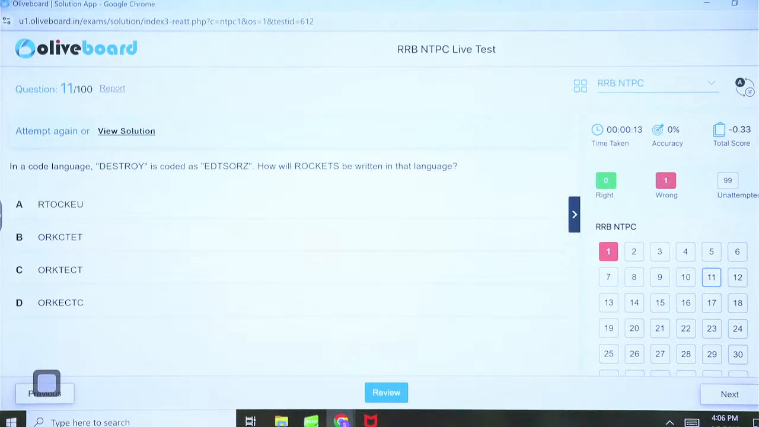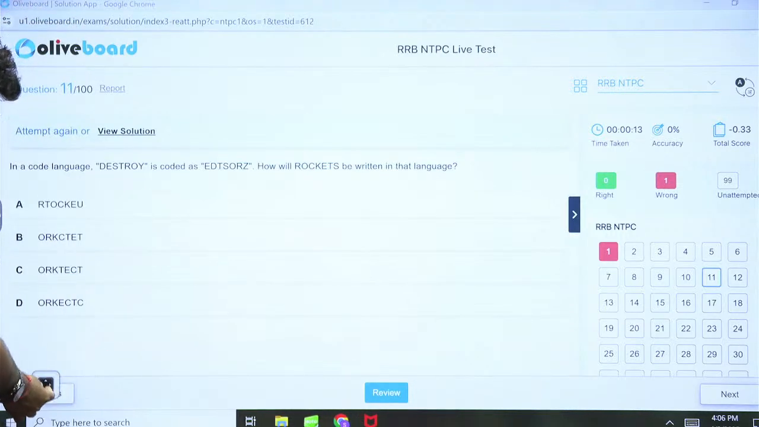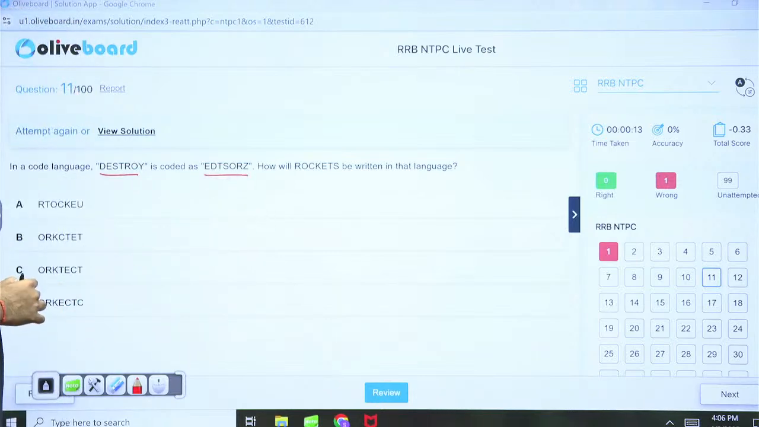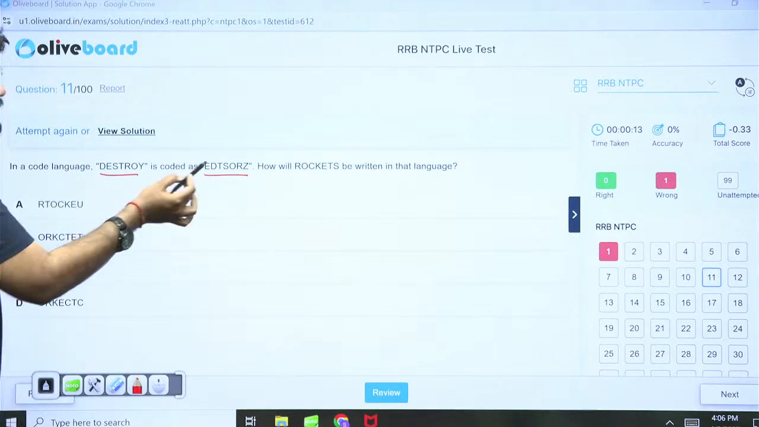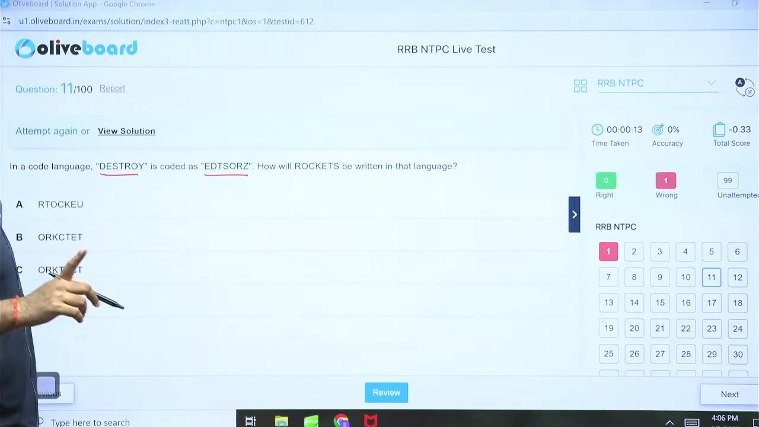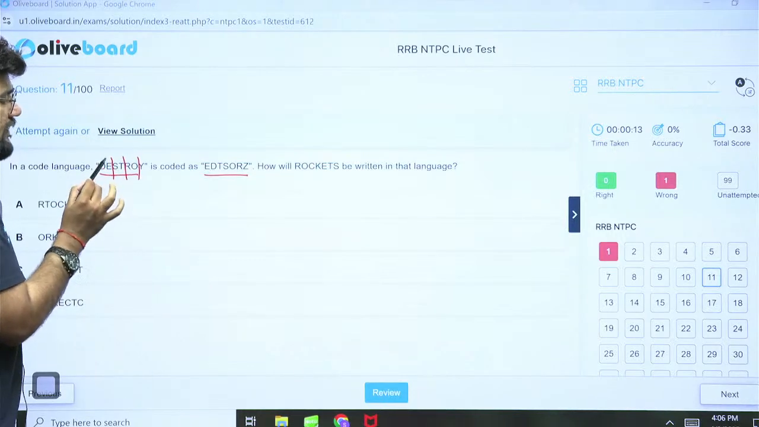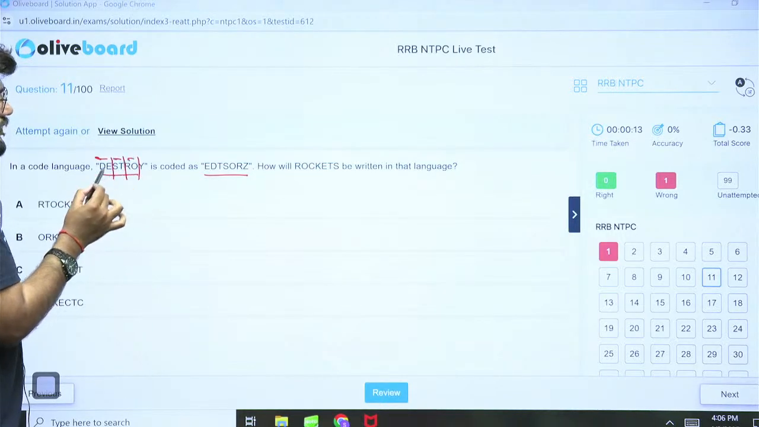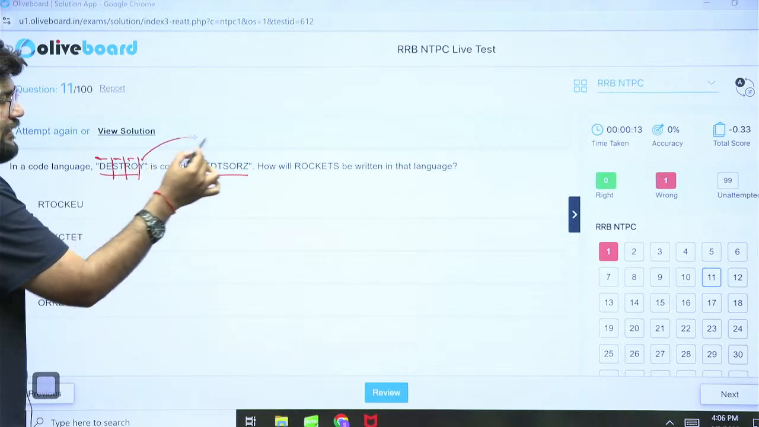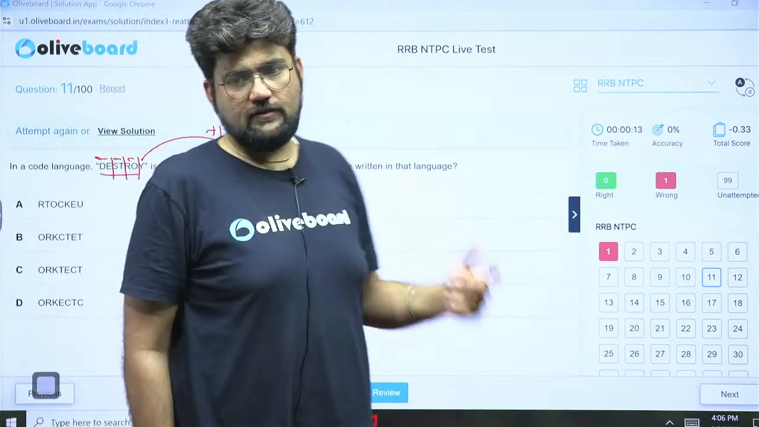So if you observe it here, destroy is written as, now almost all letters of this coded version are there in this version. That means there is some sort of shuffling which has happened. Observe carefully. Every two letters they are just flipping. So ED, TS, OR, and this Y is increased by +1. Same code you have to apply on rockets.